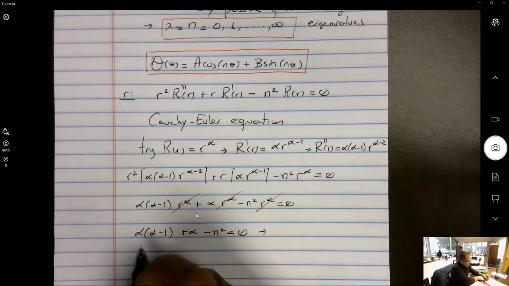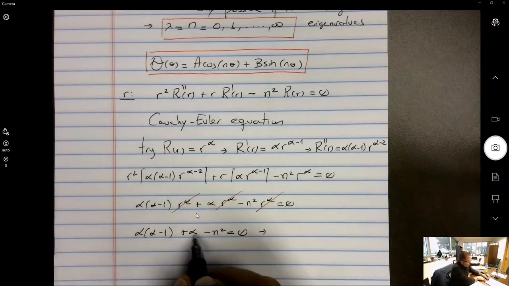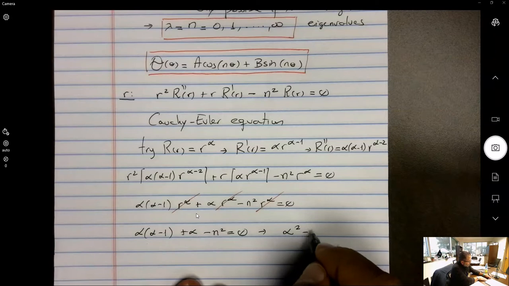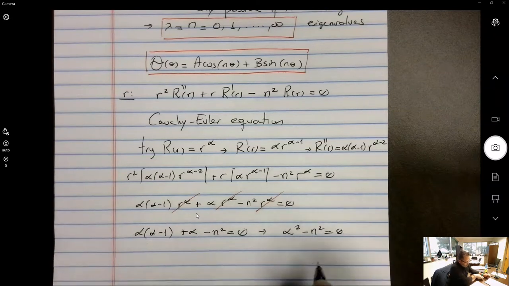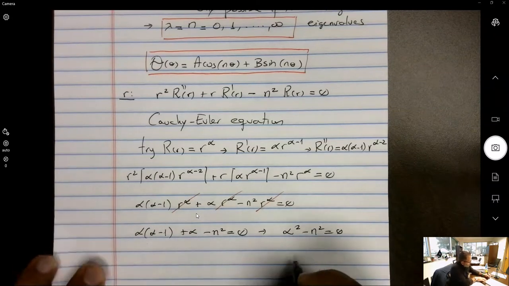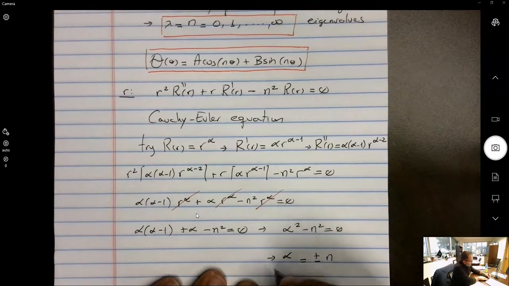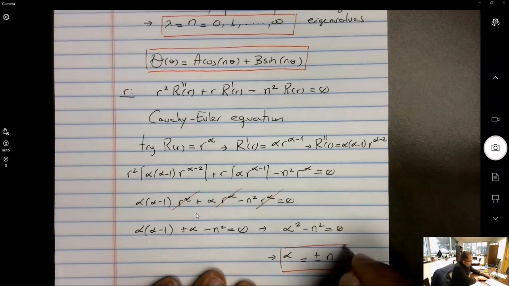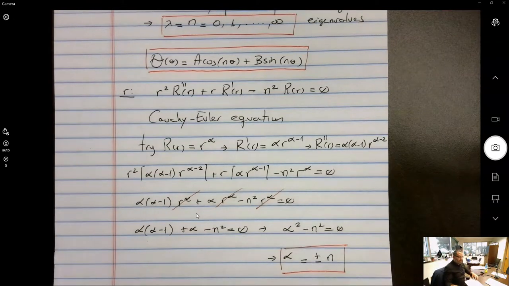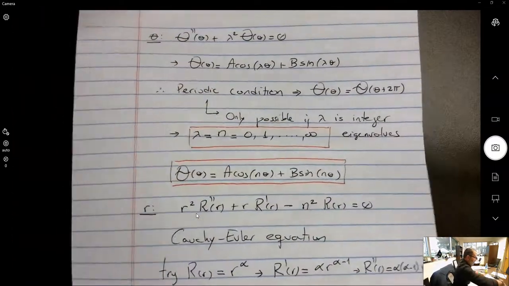That is alpha squared minus alpha plus alpha. That's alpha squared minus n squared should be equal to 0. And that means alpha is equal to plus or minus n. So basically the solution will be like this.